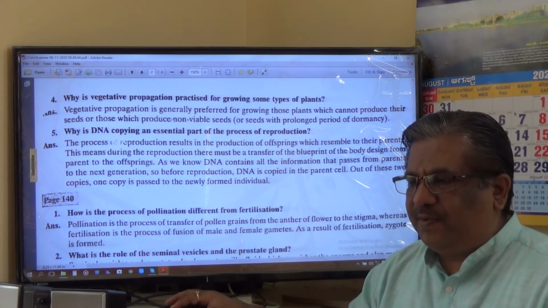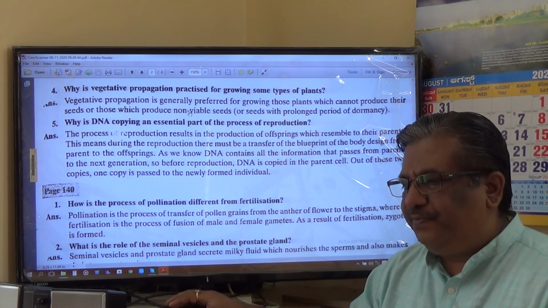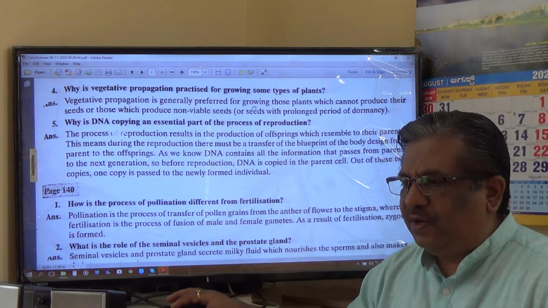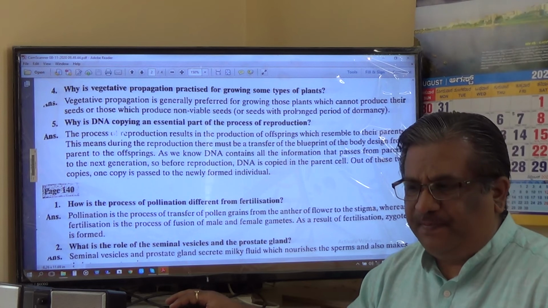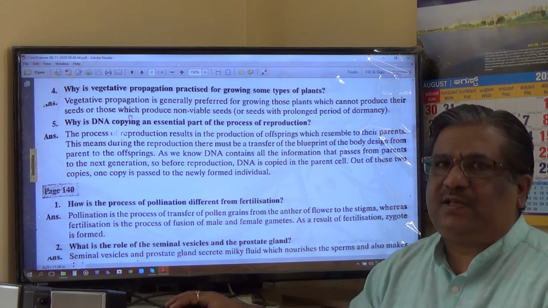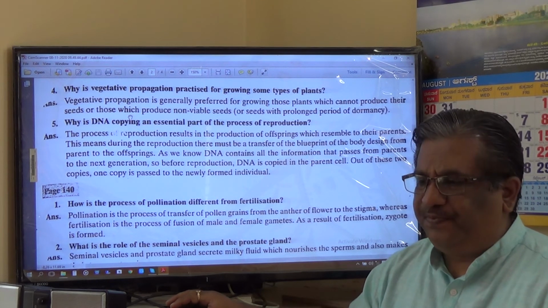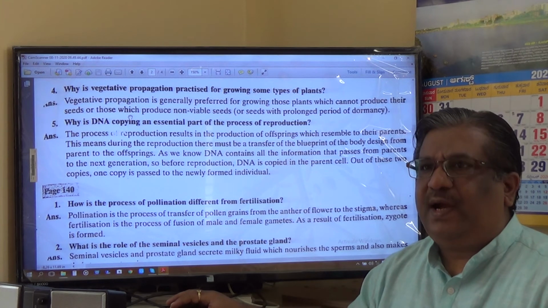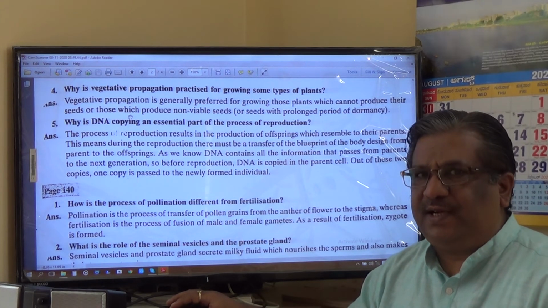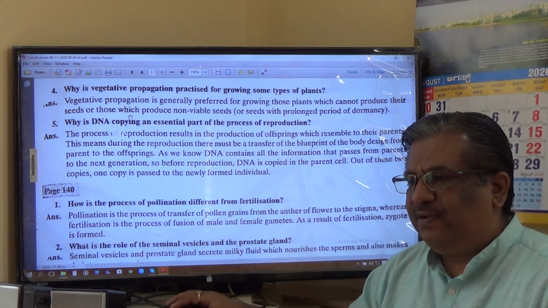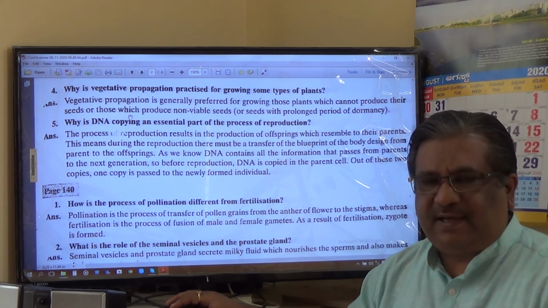Why is vegetative propagation practiced? For growing some types of plants. Those plants which have lost the ability to produce seeds must be grown from the parts of the plants, and vegetative propagation is one of the methods to grow such plants by means of grafting, cutting, etc. You can say that.